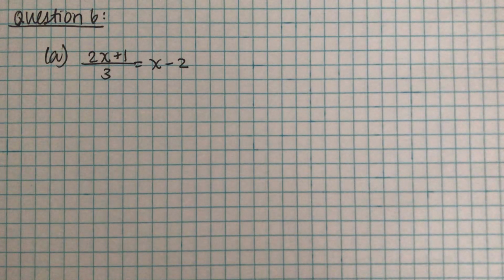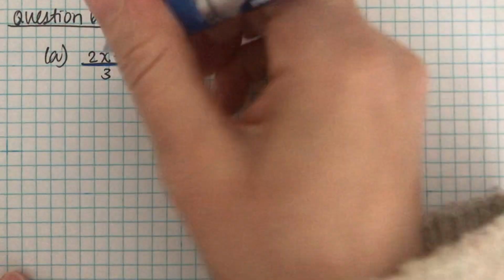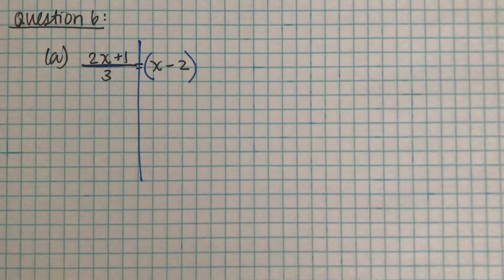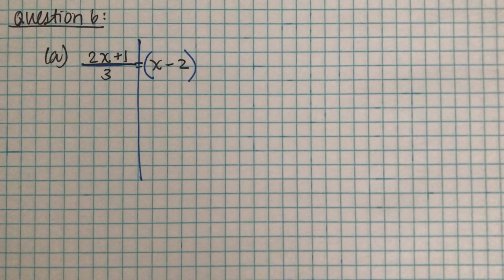Anyway, the reason this looks a little bit different is because yes, we have a fraction by itself on the left-hand side of our equation, but on the right-hand side, we have more than one term. Okay, we have x take away 2, which is more than just one value, so it will look slightly different.